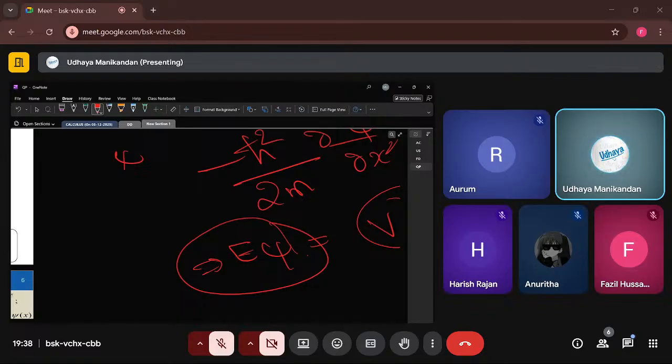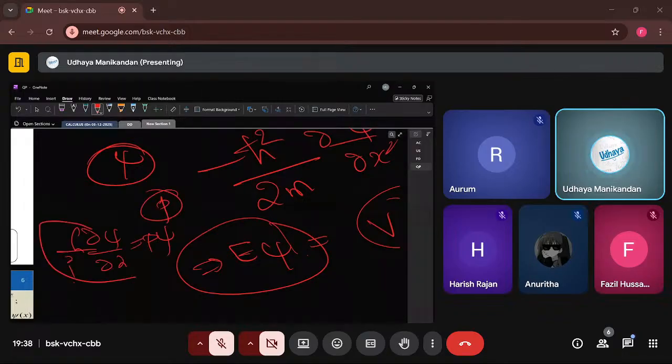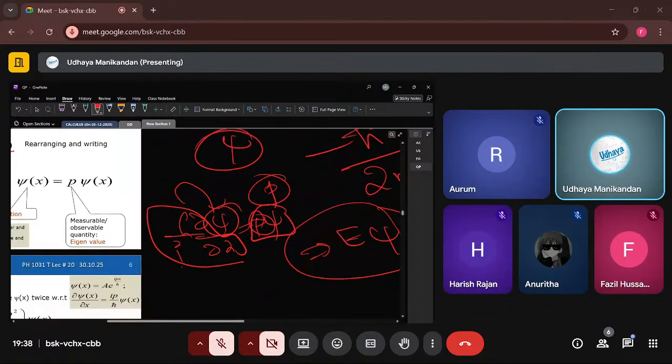ħ by i into ∂ψ/∂x is equal to what? pψ. So I can simply operate ħ by i into ∂/∂x on my ψ and easily get pψ. I know what ψ is, I can just take p. Right? ψ will just repeat itself. So that was the whole concept here.